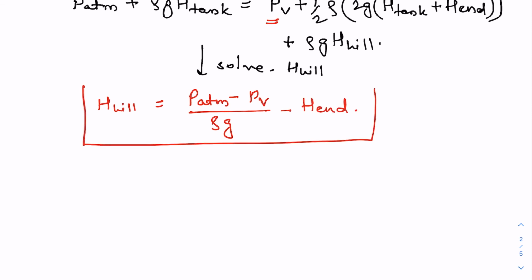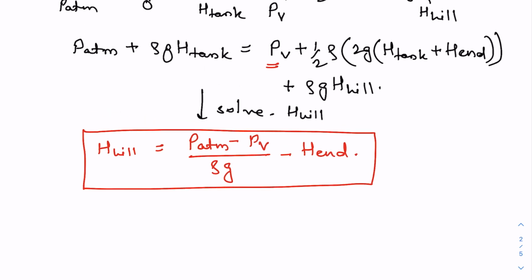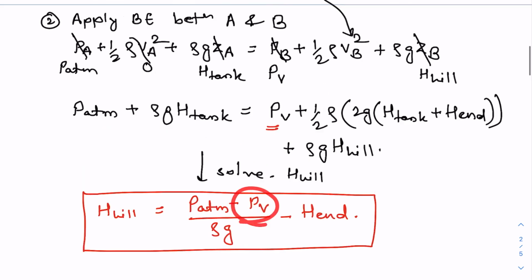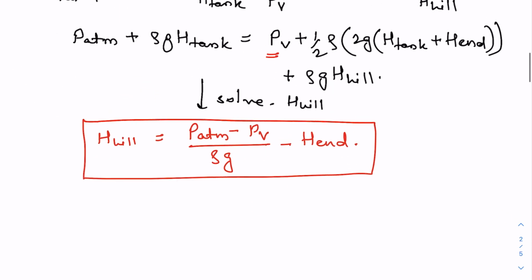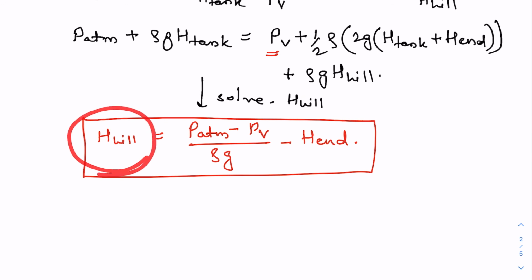So if we elevate the pipe to this height, then basically cavitation will occur at B and the flow through the siphon will stop. So once cavitation occurs here, the flow breaks down, and then no flow occurs in the pipe. So we need to be careful such that the maximum elevation in a siphon system should be smaller than this value.